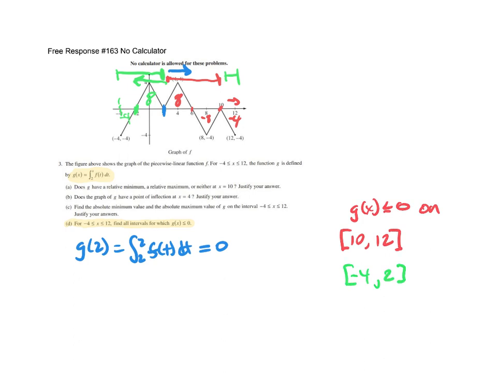So on both of these intervals, on negative 4 to 2 and 10 to 12, g is less than or equal to 0. And we just, again, use those accumulation values that we wrote into the picture, the area values, to help us decide what's happening with g. And I like to start right at my 0 point here and then move left and right to help me figure out whether I'm positive or negative.